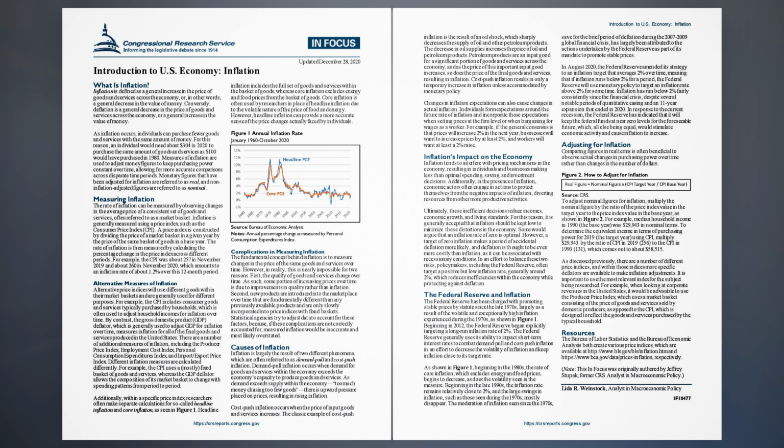Core inflation is often used by researchers in place of headline inflation due to the volatile nature of the price of food and energy. However, headline inflation can provide a more accurate sense of the price changes actually faced by individuals. Figure 1: Annual Inflation Rate, January 1960 to October 2020. Notes: annual percentage change is measured by Personal Consumption Expenditures Index.